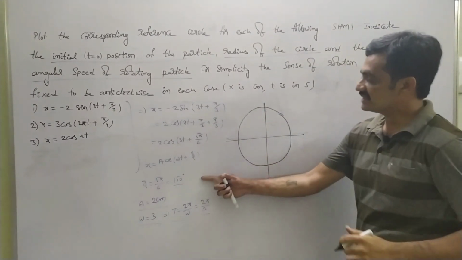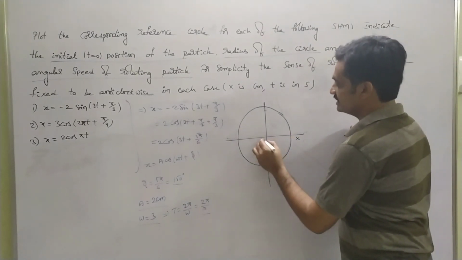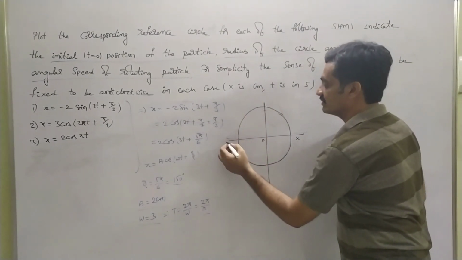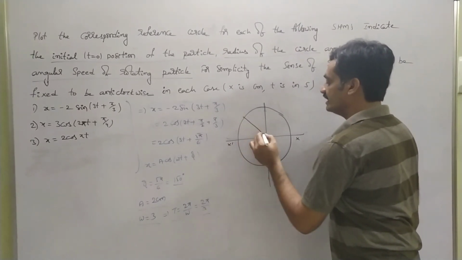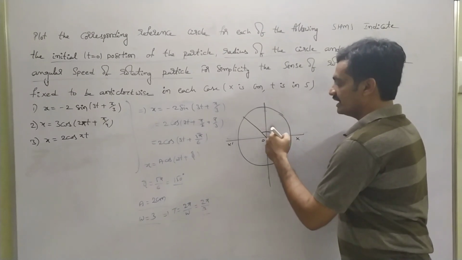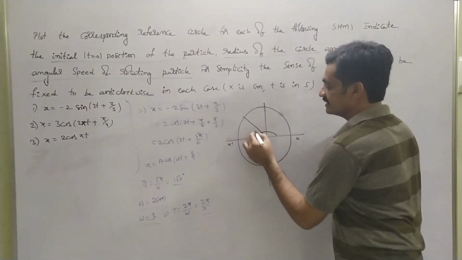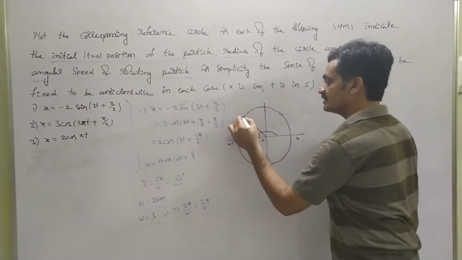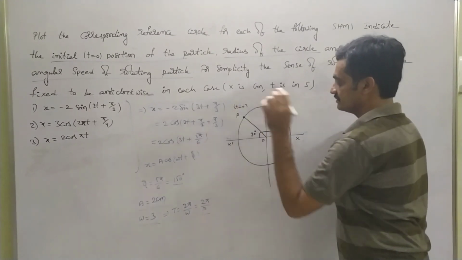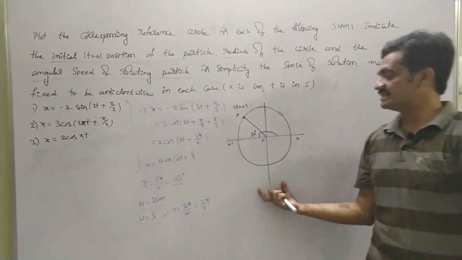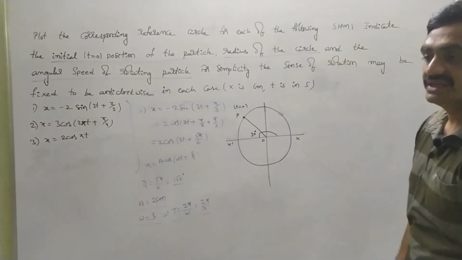Now we have to represent the initial phase. Observe that with respect to the x-axis, since the particle is rotating in anti-clockwise direction, it makes an angle of 150 degrees, that is 90 plus 60. So 150 means the remaining angle is 30 degrees. So the particle is initially at this position at time t equals 0. So here we have represented the initial position as well as the radius and angular speed.